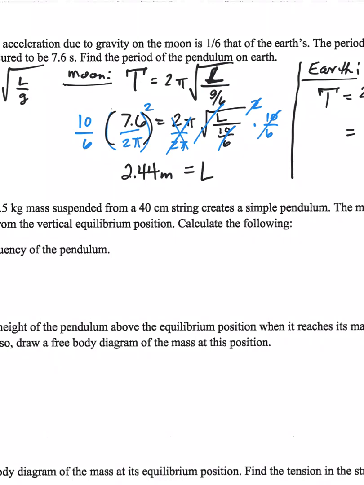And see what you get. Is it bigger than 7.6 or is it smaller than 7.6? Smaller. Yeah, it is. It should be smaller. What'd you get? I'm still trying to get 2.44. Okay. Take 7.6 and divide it by 2 pi and hit enter. Did you get that? Now square that. Now multiply by 10 and divide by 6.